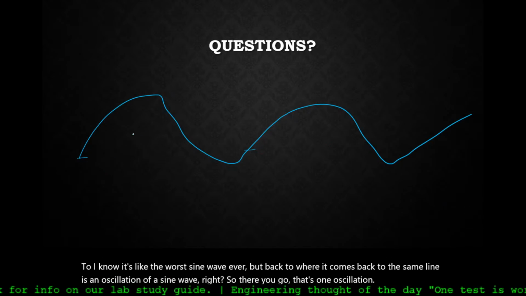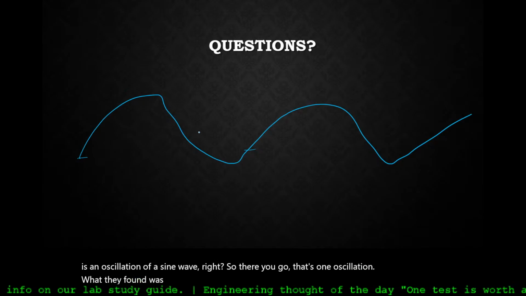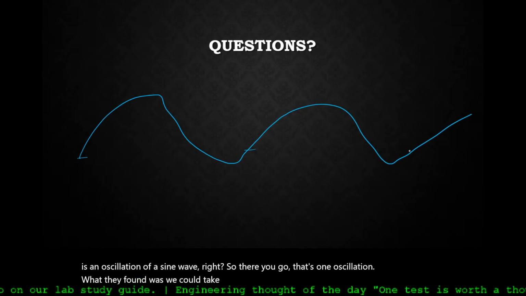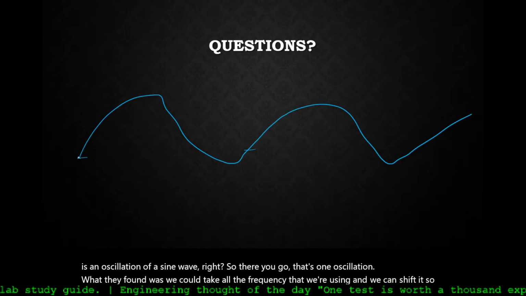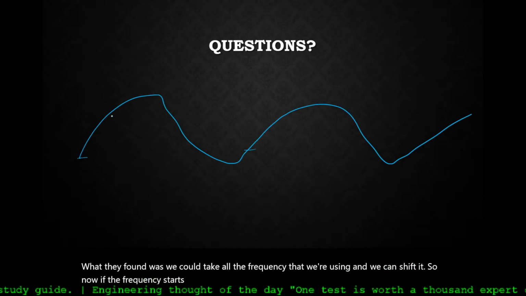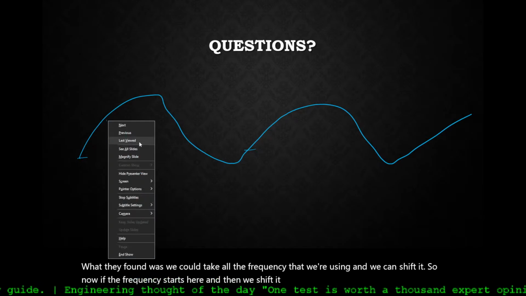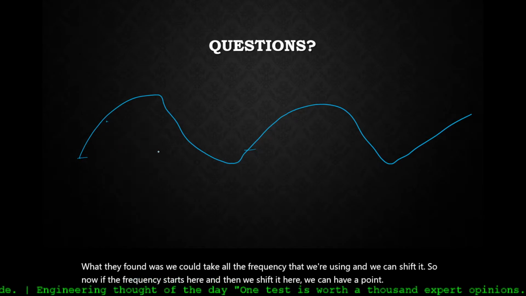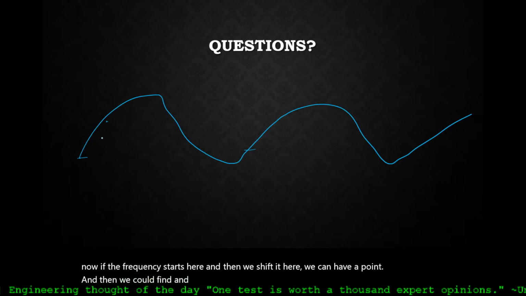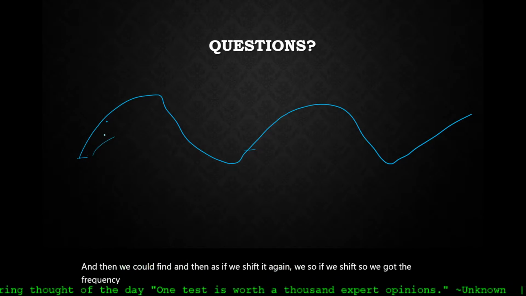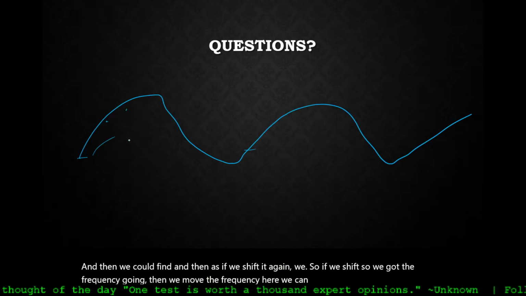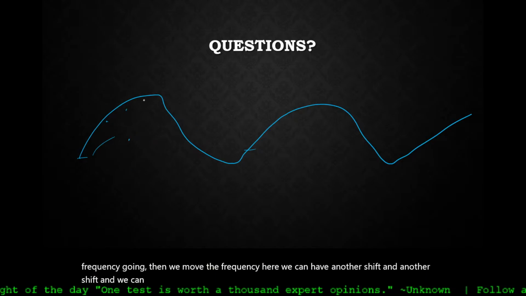What they found was we could take all the frequency that we're using and we can shift it. So now if the frequency starts here and then we shift it here, we can have a point. And as we shift it again, we can have another shift and another shift, and we can start to generate all these kinds of things.